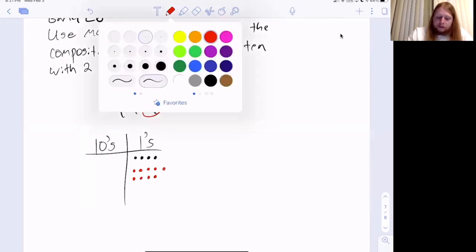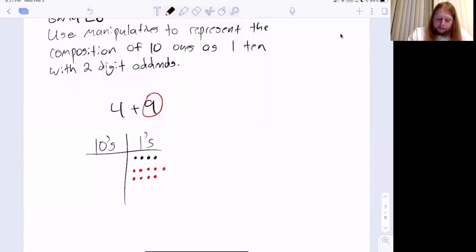Now, how many ones do we have here? Do we have more than 10? Well, if we have more than 10, we should probably move 10 of those to the other side. So I'm going to count up 10. 1, 2, 3, 4, 5, 6, 7, 8, 9, and 10.